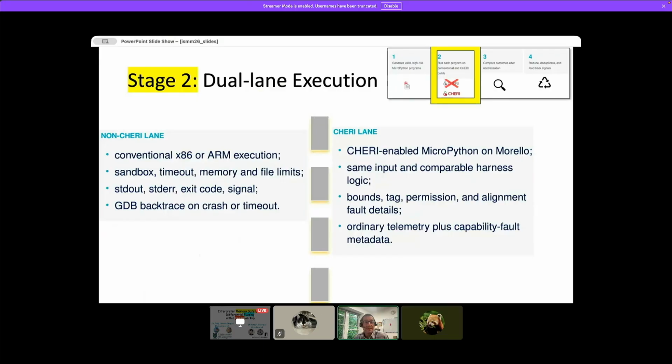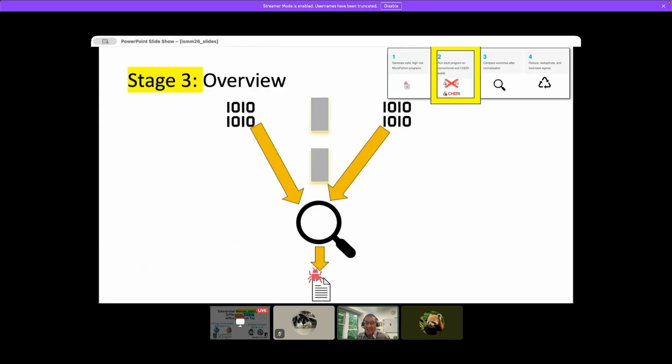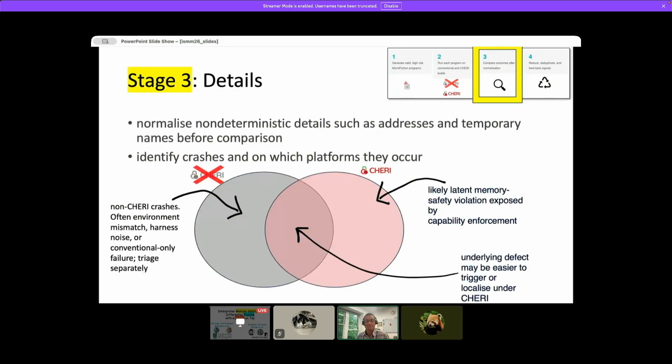Yeah, so in the non-CHERI lane, we run on x86 or ARM. We kind of sandbox our code and run it with a 10-second timeout and capture all kinds of dynamic information on what's happening. Do the same in CHERI, which is our memory safe runtime. And here, if we do have memory safety faults, we'll have metadata about those, whether out of bounds, whether it was an invalid pointer, whether there were alignment issues and so on. And we'll capture this data too in our CHERI lane. And then we compare the output from the non-CHERI classical execution and the CHERI memory safe execution and see whether we really have got a bug.